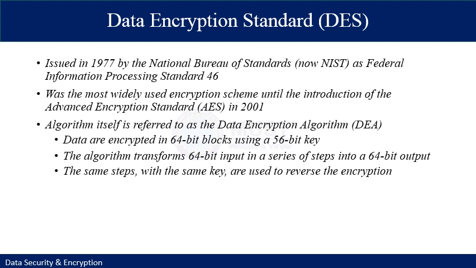Algorithm itself is referred as data encryption algorithm, and data are encrypted in 64-bit blocks using a 56-bit keys. The algorithm transforms the 64-bit input in a series of steps into a 64-bit output. That means the size of the block remains same, and it is very important to recall that it is a block cipher algorithm and it is different from the stream cipher algorithm. Another important step to recall is that the same steps are used with the same key to reverse the encryption that is used in the decryption.